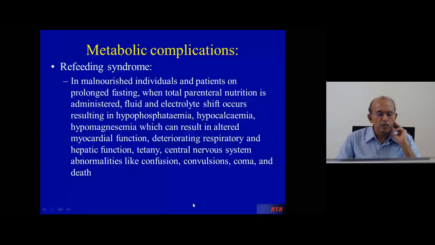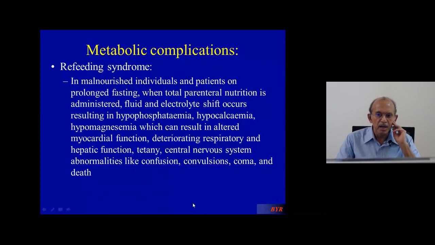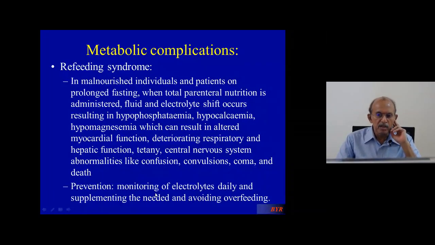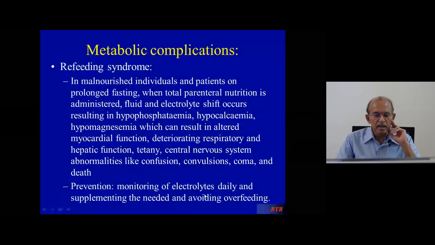What is refeeding syndrome? In malnourished individuals and patients on prolonged fasting, when total parenteral nutrition is administered, fluid and electrolyte shift occurs, resulting in hypophosphatemia, hypocalcemia, hypomagnesemia, which can result in altered myocardial function, deteriorating respiratory and hepatic function, tetany, central nervous system abnormalities like confusion, convulsion, coma, and death. Prevention: monitoring of electrolytes daily, supplementing the needed, and avoiding overfeeding.